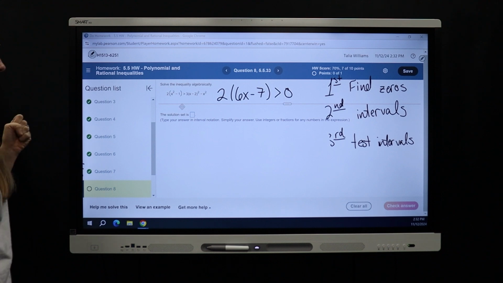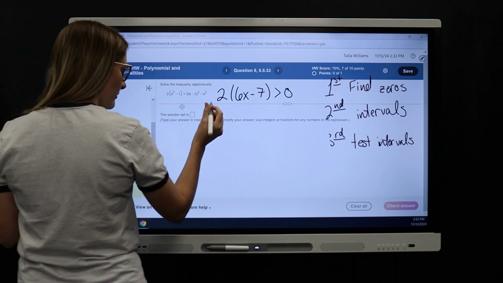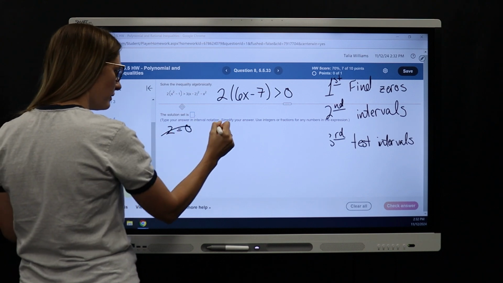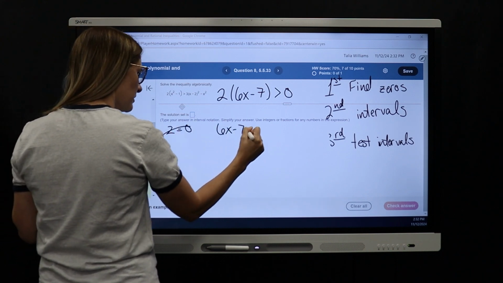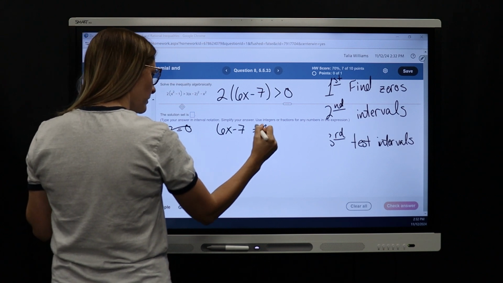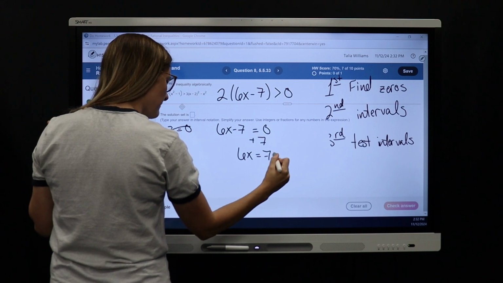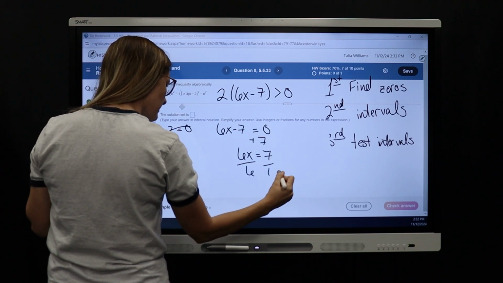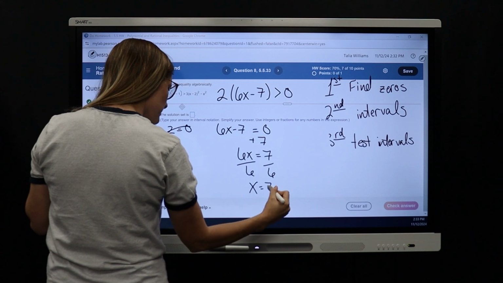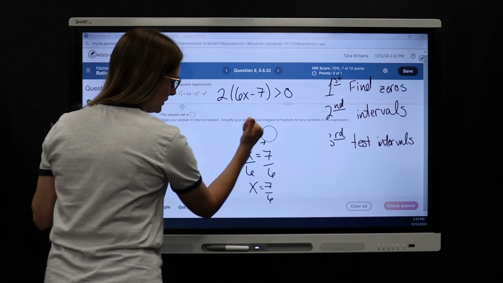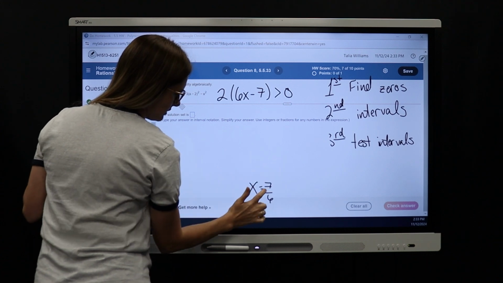Okay. Now then I need to find my 0. So I'm going to take these and set them equal to 0. Does 2 equal 0? No. So that doesn't affect us here. 6x minus 7 equals 0. Add my 7. So 6x equals 7. Divide by 6. X equals 7 over 6. Right. Get rid of this.